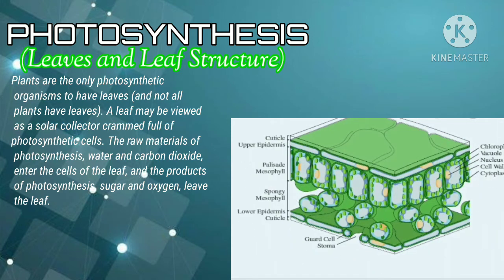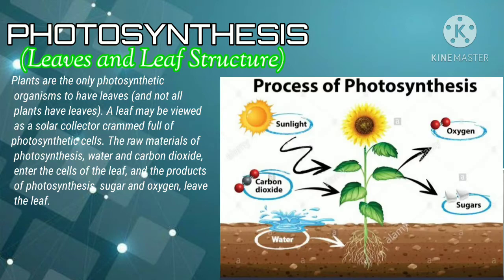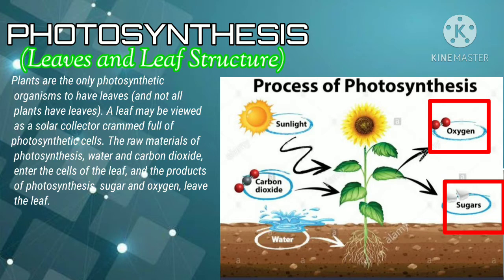leaves and leaf structure. Plants are the only photosynthetic organisms to have leaves, and not all plants have leaves. A leaf may be viewed as a solar collector crammed full of photosynthetic cells. The raw materials of photosynthesis, such as water and carbon dioxide, enter the cells of the leaf, and the products of photosynthesis, such as sugar and oxygen, leave the leaf.